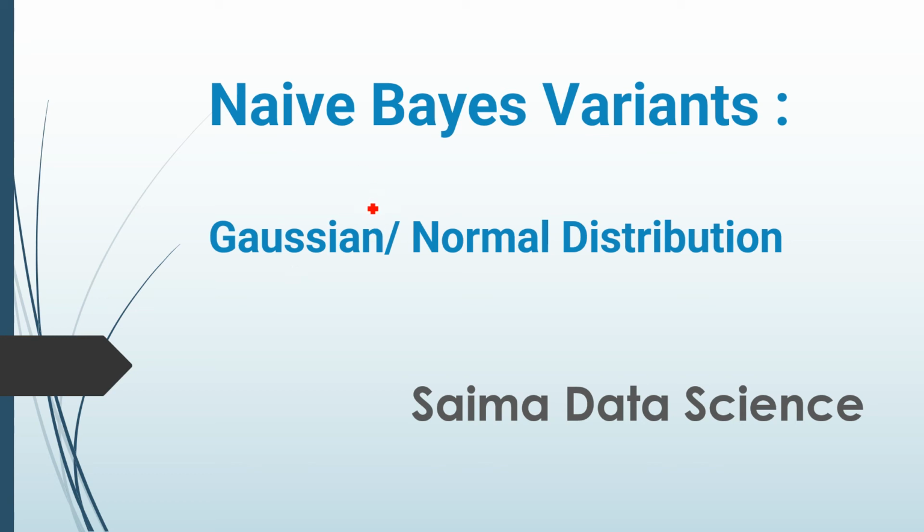In this lesson, I will explain the concept of Gaussian normal distribution, which comes under the category of naive Bayes variants. This is the third variant of naive Bayes; the Bernoulli distribution and multinomial distribution we had discussed in our last lessons. Today, in this lesson, we will focus on Gaussian distribution, which is also known as normal distribution.